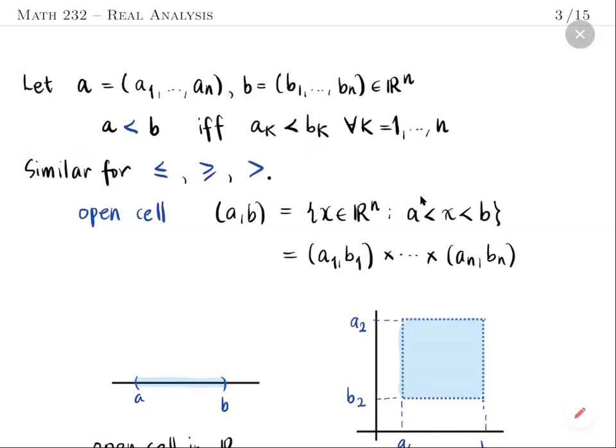Similar definitions will be applied to the other order relations. So for instance, this relation here. We say that a is less than or equal to b if and only if the corresponding components satisfy the same inequality. Meaning if a_k is less than or equal to b_k for all indices k, then we write a less than or equal to b.